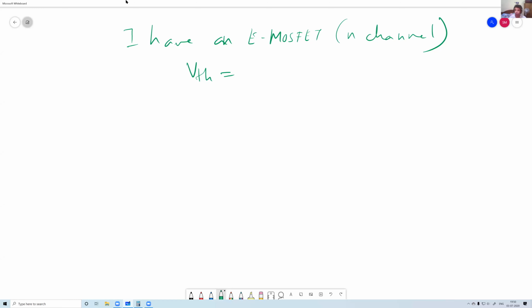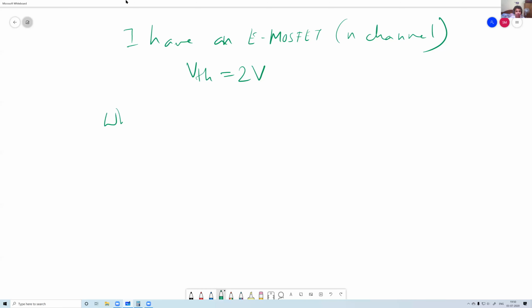What would the V threshold of that be? Plus 2 volts or minus 2 volts? Which is possible? Tell me. Then I will go to the one problem. The threshold voltage of an N-channel E MOSFET is greater than 0 volt or less than 0 volt? Yes, plus 2 volt. Very good. So this is plus 2 volt.